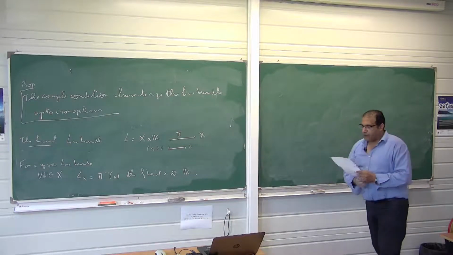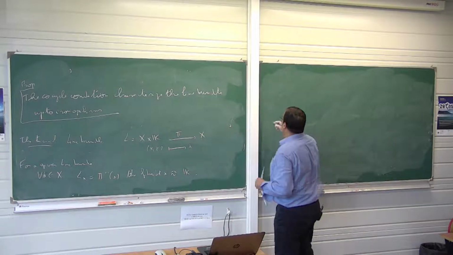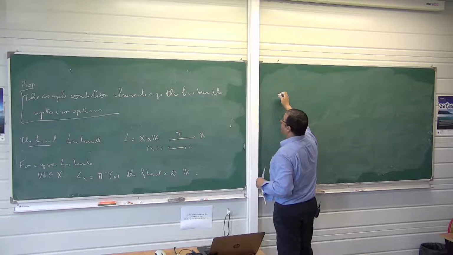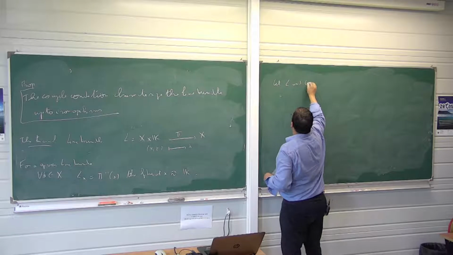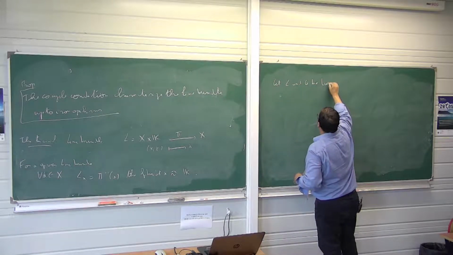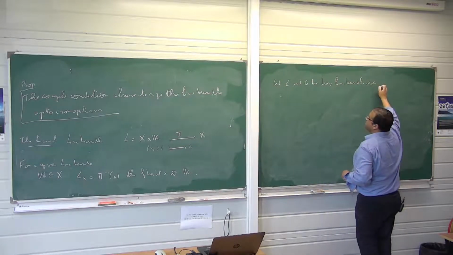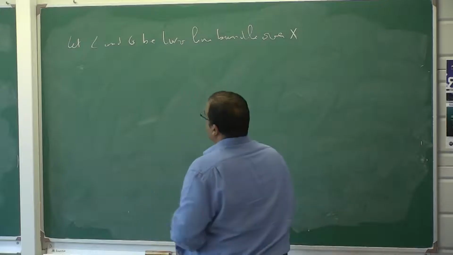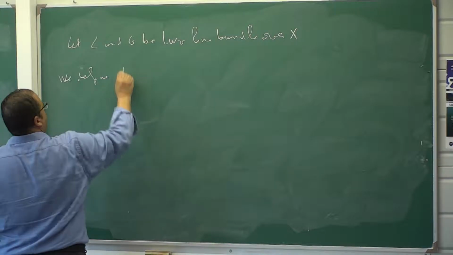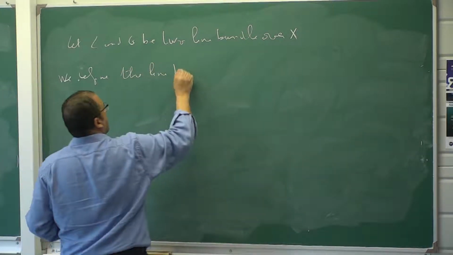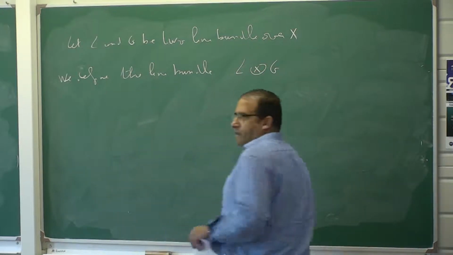So now we can define the Picard group of a variety. We have just to define first the tensor product of line bundles. So let L and G be two line bundles over X. So we define the line bundle L tensor G.